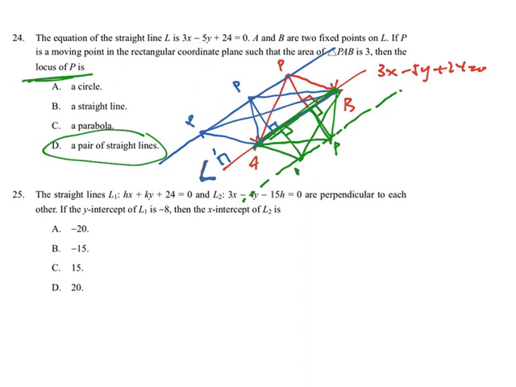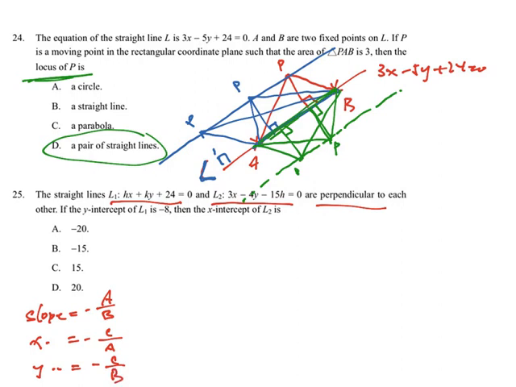Next, we look at question 25. For question 25, there are two straight lines, L1 and L2, perpendicular. So we have the slope multiplied by each other equal to -1. So again, the slope is -a over b. X-intercept, y-intercept, so A, B, C, A, C, B.